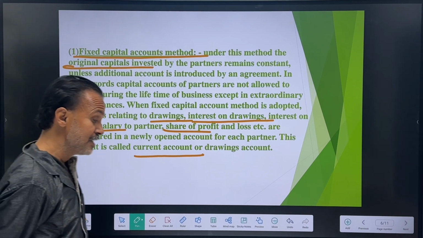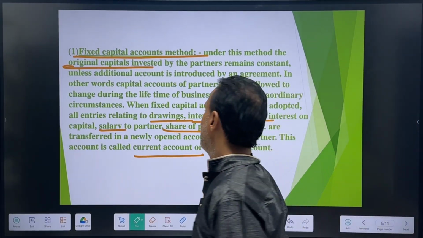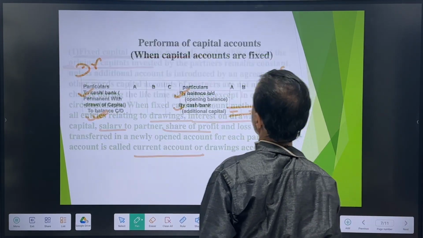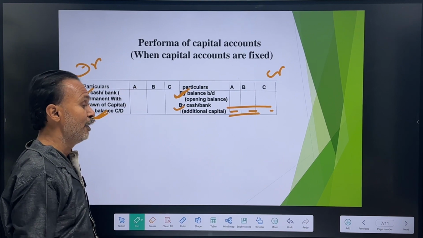In other words, we can say that in the case of fixed capital account, we prepare two accounts. First account is called partners capital account. The form of partners capital account is as follows.